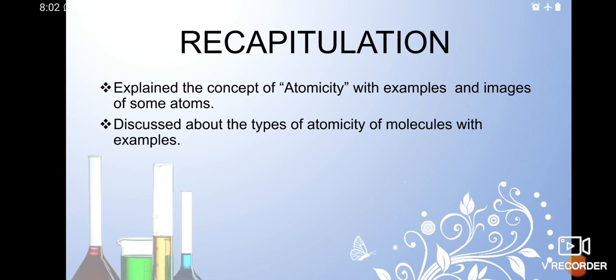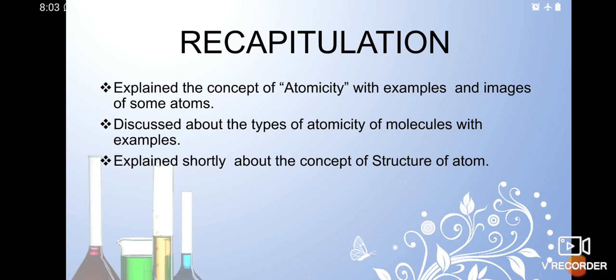How many types of atomicity of molecules are there? Monoatomic, diatomic, triatomic, tetraatomic, polyatomic. These are the types of atomicity of molecules. So how we can distinguish them, I explained to you in that class. Okay, students. I also explained the structure of atom very shortly, because by knowing the structure of atom only we can understand the next concepts. I have given simple information about the structure of atom.